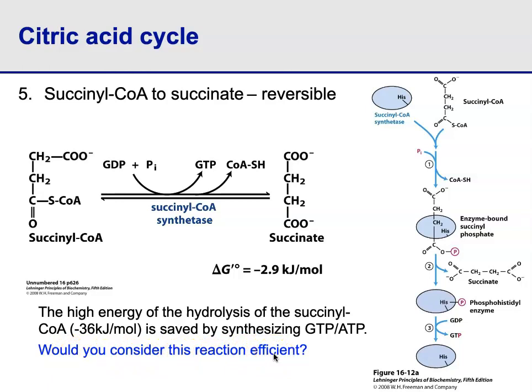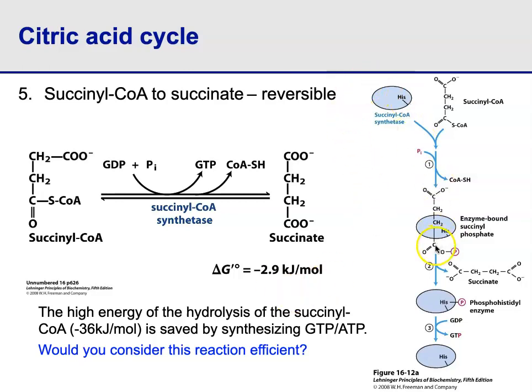Now, what would help you realize that? Well, you know that the energy of the breaking of the succinyl-CoA high-energy bond is 36 kilojoules per mole, and that the energy of formation of GTP or ATP is positive 30.5. The free energy that is being released as heat, in other words, that dissipates and we cannot recover it, is only 2.9. So the majority of the energy released by the breaking down of succinyl-CoA has been invested in the ATP. For all intents and purposes, this is a fairly efficient reaction.